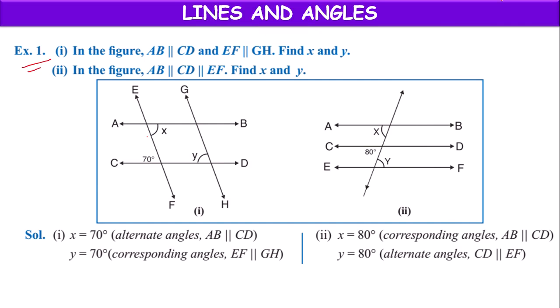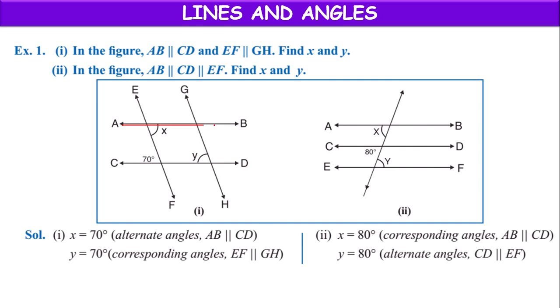Next, children, we have some example problems. Example 1. In the figure, AB is parallel to CD, EF is parallel to GH. Find X and Y. AB is parallel to CD, EF is parallel to GH, then find the angles X and Y. Here AB, CD, EF all are parallel to each other.